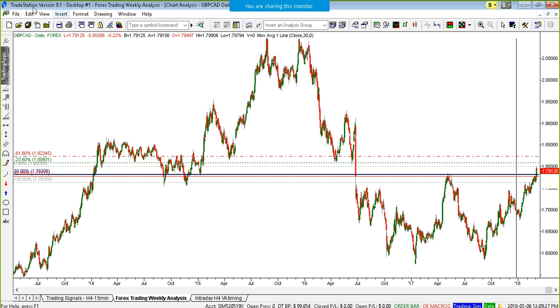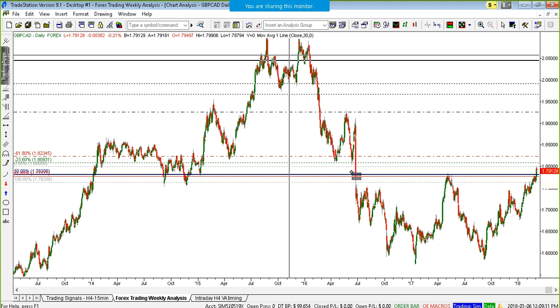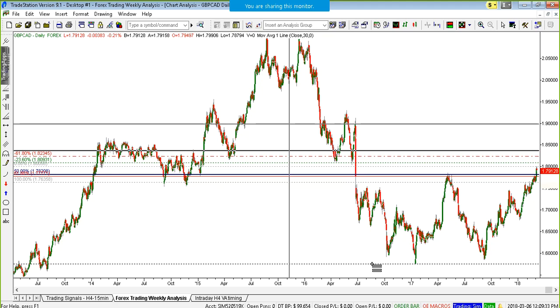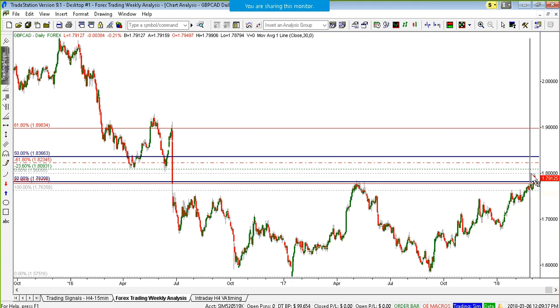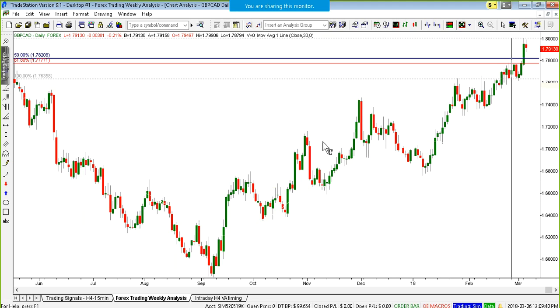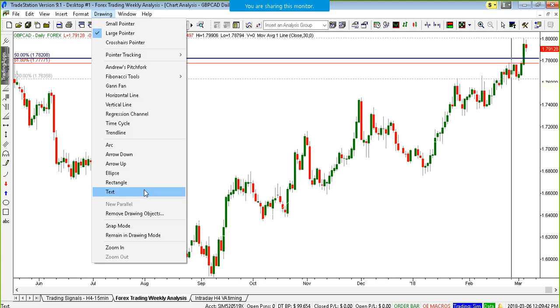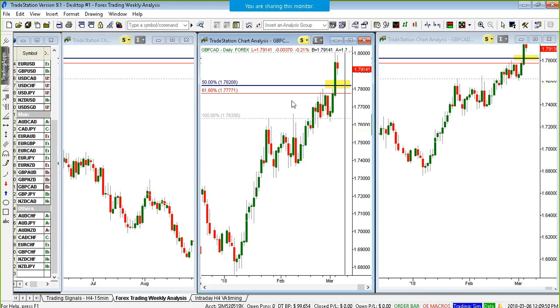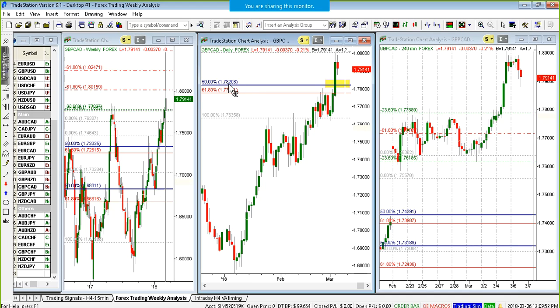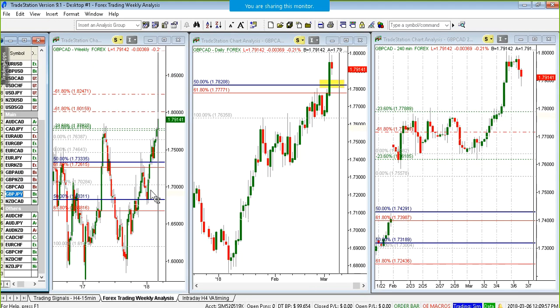Okay, so we know that the next partial range here is going to be the 83.66. So if the 78.20 trades, that's where we could find participation in this market for a continuation higher. All right, so the level to watch is 78.20 in this market on the daily time frame.